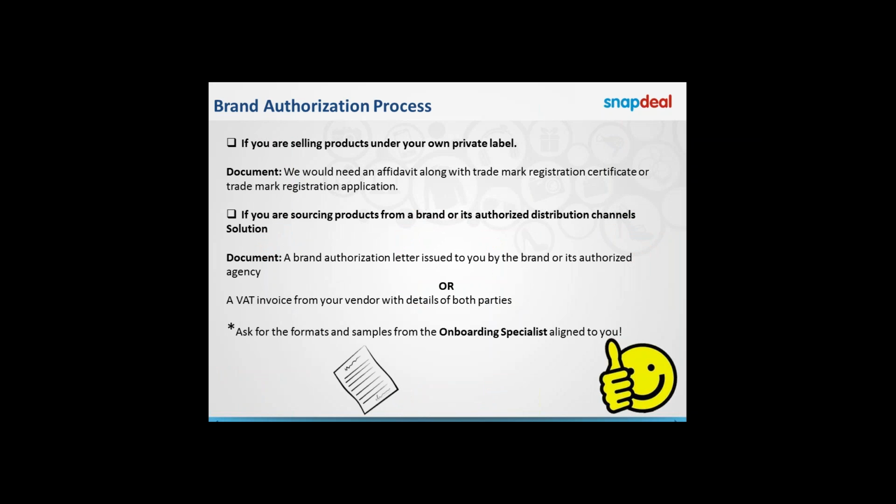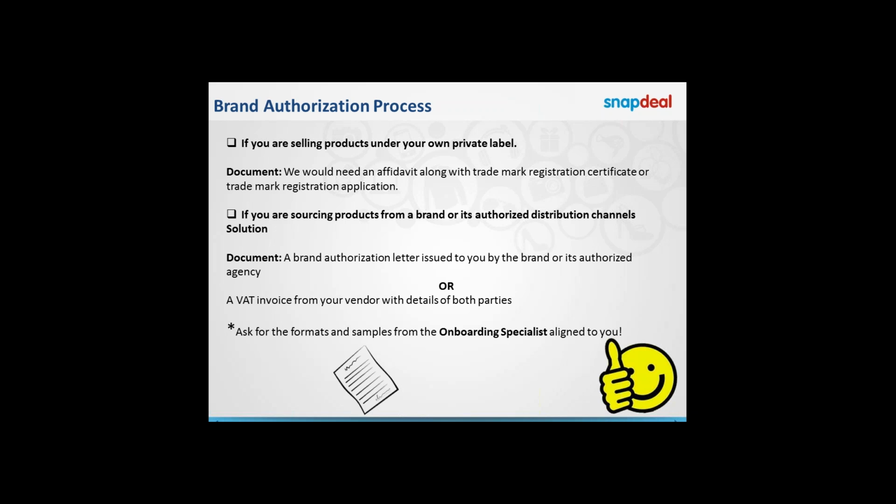Now we'll talk about the brand authorization process. Now if the seller runs his own private label, he's selling product under his own private label, we would need an affidavit along with trademark registration certificate or a trademark registration application. If he does not have a certificate as yet, he might provide us the application only. This will give us faith that he would provide us the certification once he receives it. Now, this is when the seller runs a label of his own.